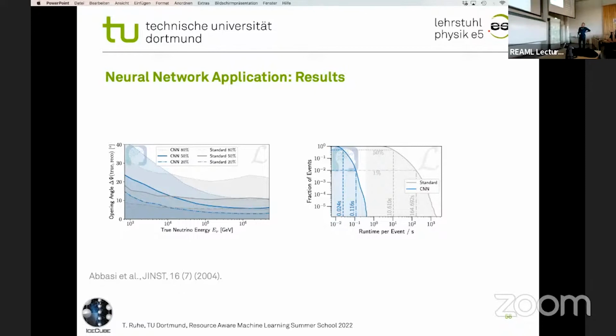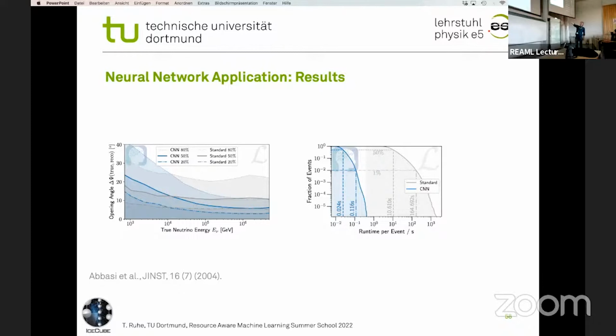So this leaves directional reconstruction, and the important lines I'd like to point to are the standard reconstruction 50 percentile. This is the opening angle between the true and the reconstructed angles. And you can see 20%, 50% lie below here for the standard reconstruction, and solid lines 50% in blue for the CNN.